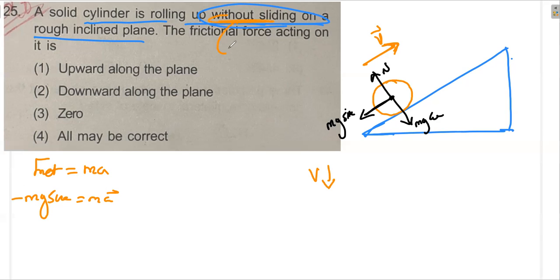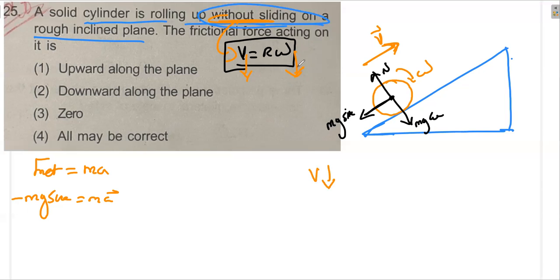And without sliding means the relationship is v equal to r omega, where r is the radius. So this should always be true. Initially it is rolling up and rolling like this, like a wheel. Now, if v is decreasing, to compensate for that, omega should also decrease because r is constant. That's the meaning of without slipping. So if omega is decreasing, the angular acceleration is also negative.